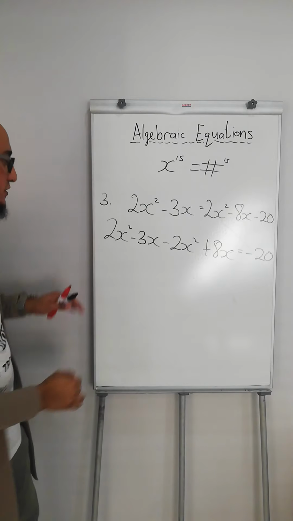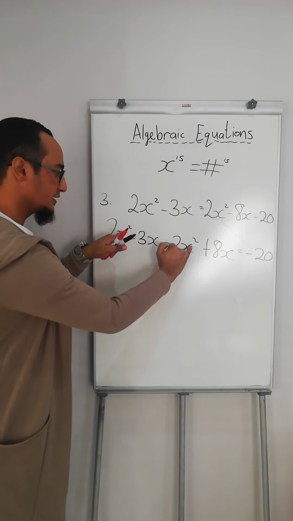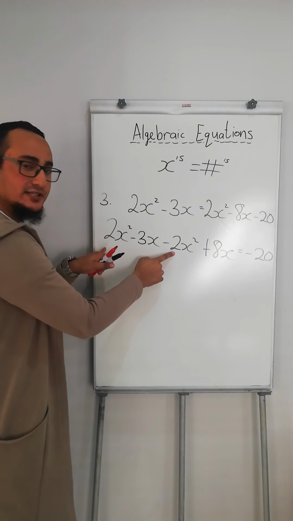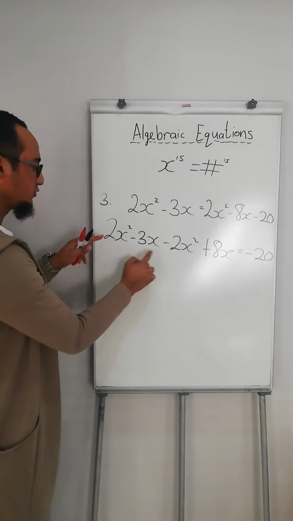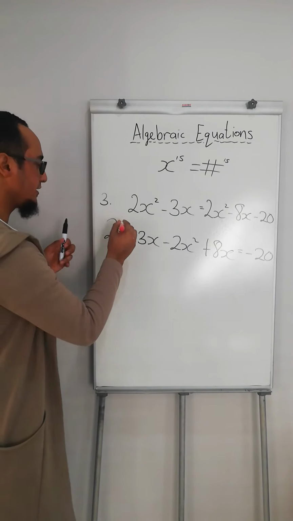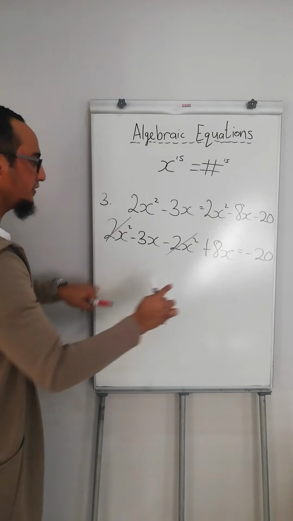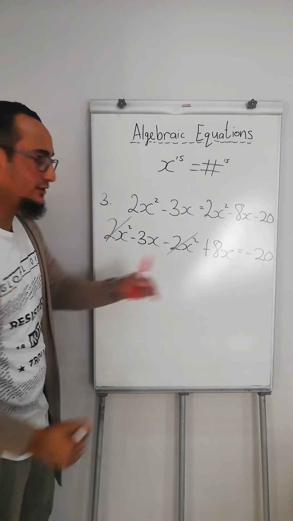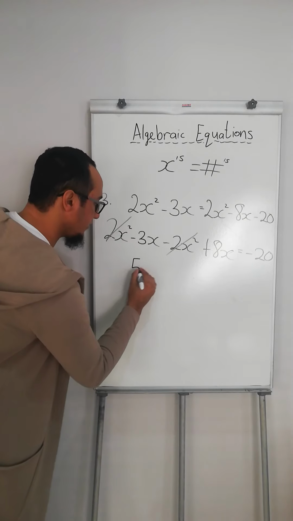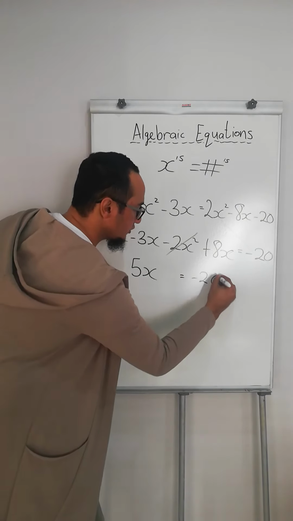Okay, now notice that these 2x squared are like terms, right? Same letter, same exponent. All I do is add and subtract the numbers in front of it, also known as the coefficients. So 2 minus 2, they cancel each other out. In other words, they make 0. What do I have? Negative 3 plus 8 is positive 5x, and that is going to be equal to negative 20.